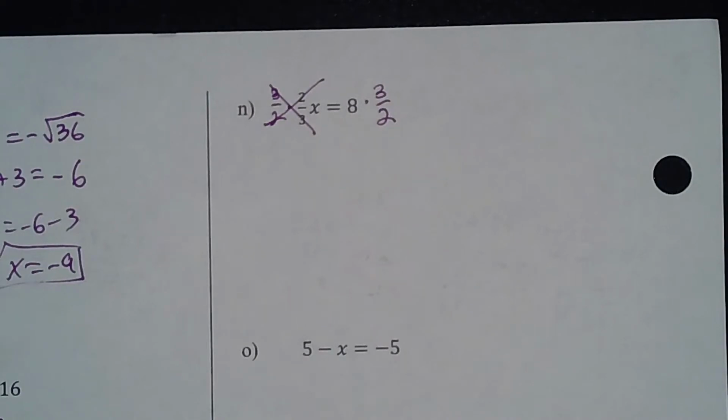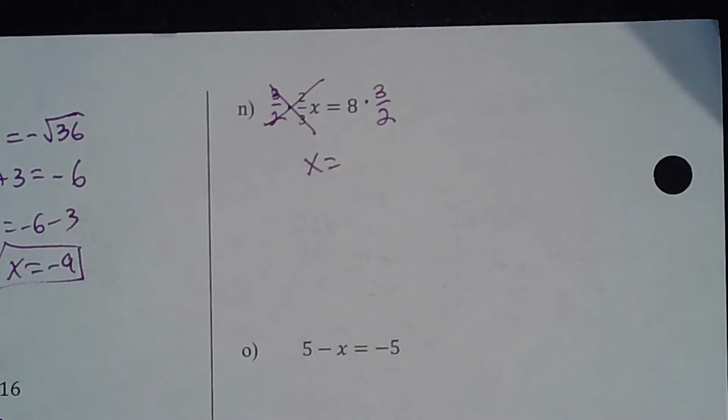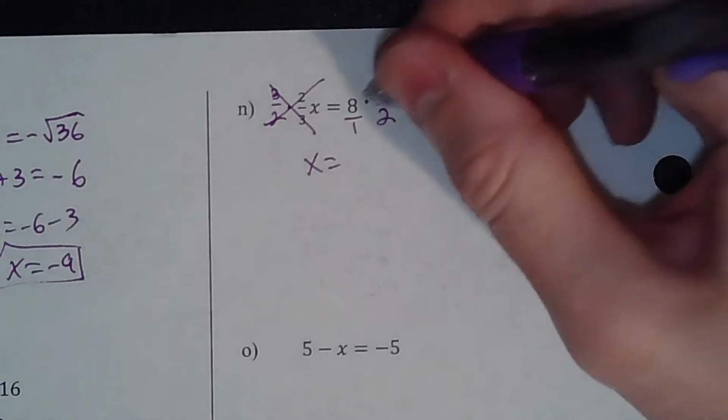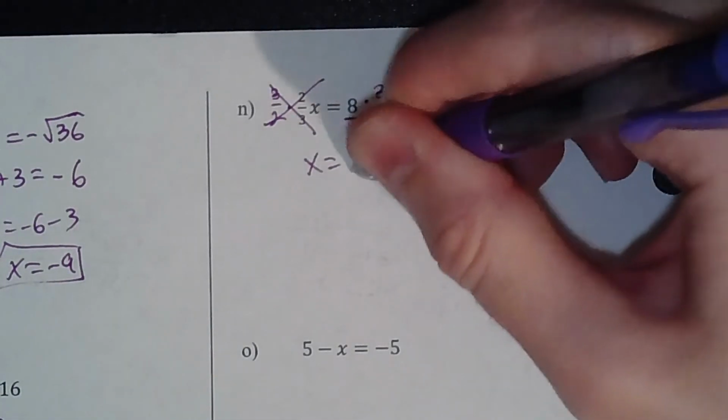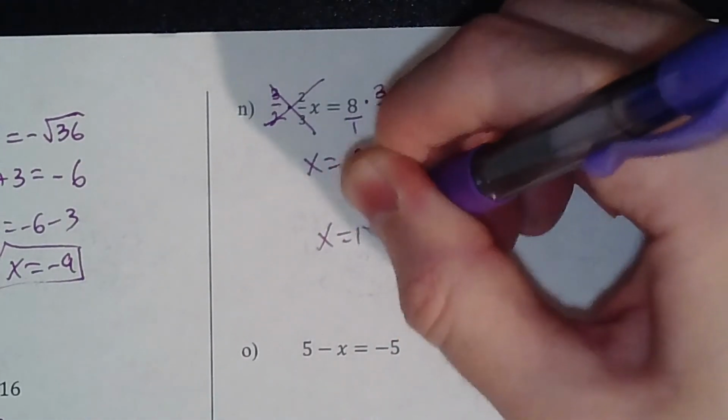There are a couple of ways to reduce this. We can reduce it by hand. To reduce it by hand, we want to remember that this is like 8 over 1. And 8 times 3 is 24. 1 times 2 is 2. And 24 over 2 is 12.